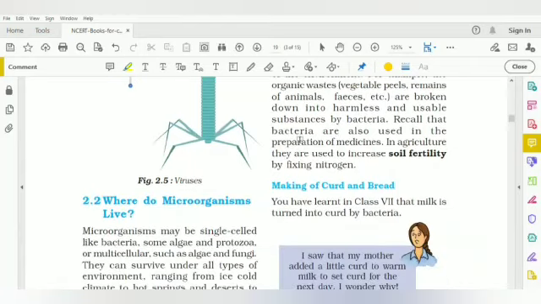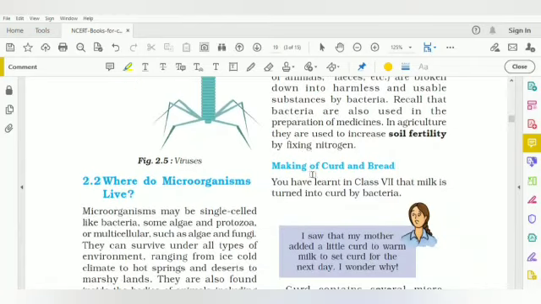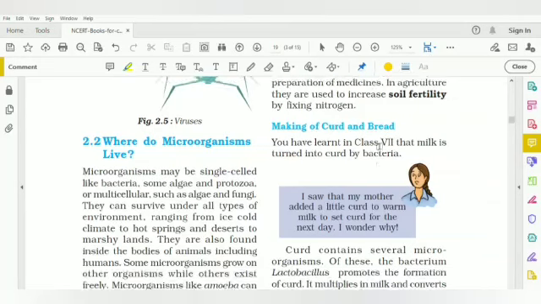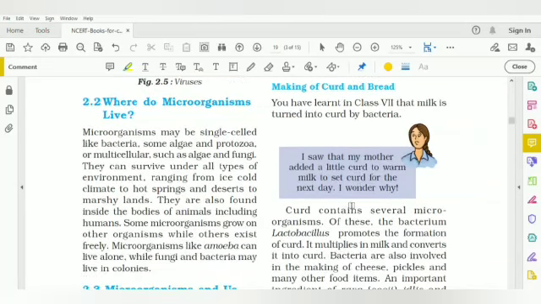Now let me tell you how they are helpful. They are helpful in making curd and bread. Curd contains several microorganisms. Of these, the bacteria lactobacillus promotes the formation of curd. This is an important line, you have to just underline it. Just remember the name of this bacteria called lactobacillus that helps in the formation of curd.